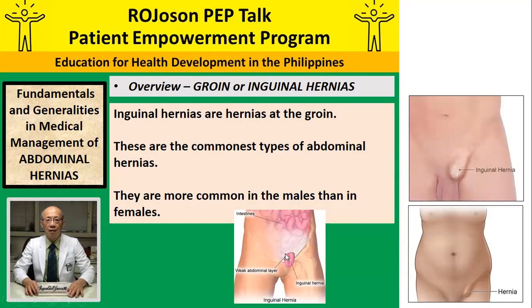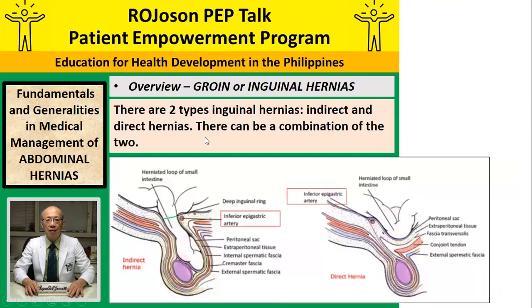So this shows the weak abdominal wall. Okay, mababa ang intestine. So this area is the groin area. That's why it's called inguinal. Okay, so if you have a hernia here, we call that inguinal hernia. There are two types of inguinal hernias. One is indirect and the other one is direct hernia. At times there can be a combination of the two.